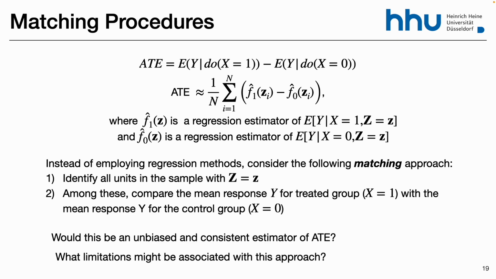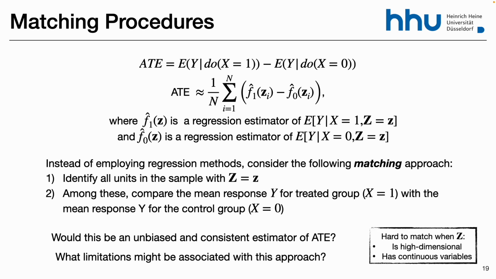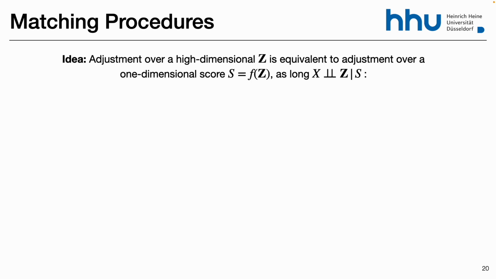You are going to lose a lot of people, especially because if Z is high dimensional, it's really hard to match these individuals. And imagine if Z contains continuous variables. It's impossible then. Yeah, well then you'd basically try to discretize it in some manner. Yes. Make intervals. Exactly. And buckets. So this is what people are doing.